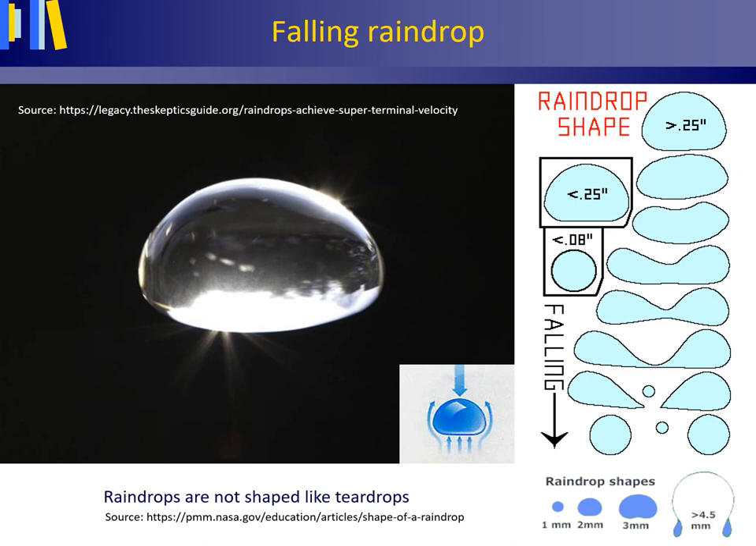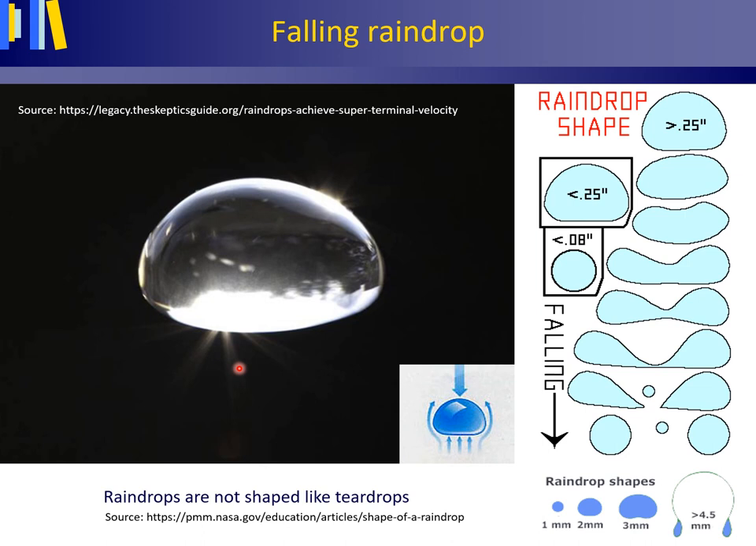Finally, as a small addition, if you were to ask someone to draw a picture of a falling raindrop, this person would probably draw a teardrop shape. However, raindrops are not shaped like teardrops at all. Rather, this photo shows that a falling raindrop is flat at the bottom due to the resistance of the air that has to move around the falling raindrop.